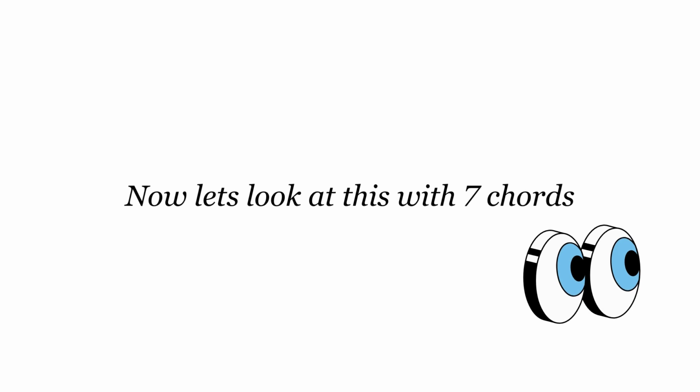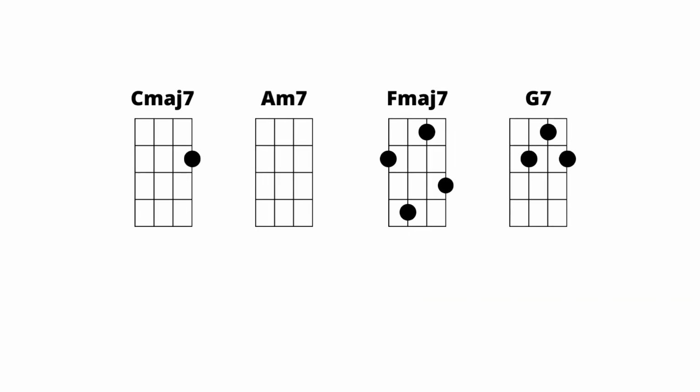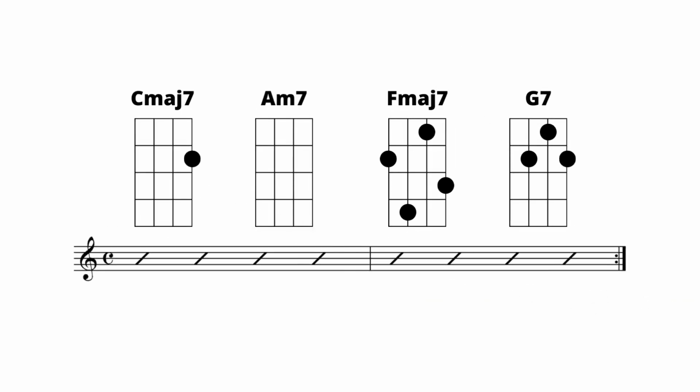Now let's take a look at this with 7 chords. We're going to harmonize our chord progression now with 7 chords. We've got a C major 7, an A minor 7, an F major 7, and a G7 chord.